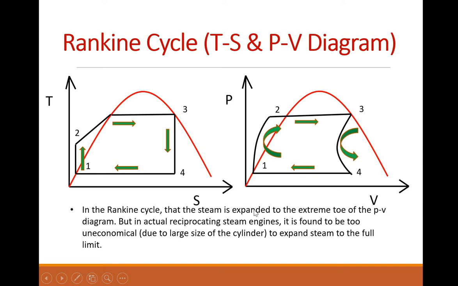Okay, so in the Rankine cycle, the steam is expanded to the extreme. Here you can see the steam is expanded from 3 to 4, where 3 is the outlet of your turbine. It is expanded till the toe of the curve, which means it is completely expanded to its lower point. Ideally we can expand it to this point, but practically it is not feasible. It is found to be too uneconomical because the size of the cylinder is very large to expand steam to that full limit. So what is done?